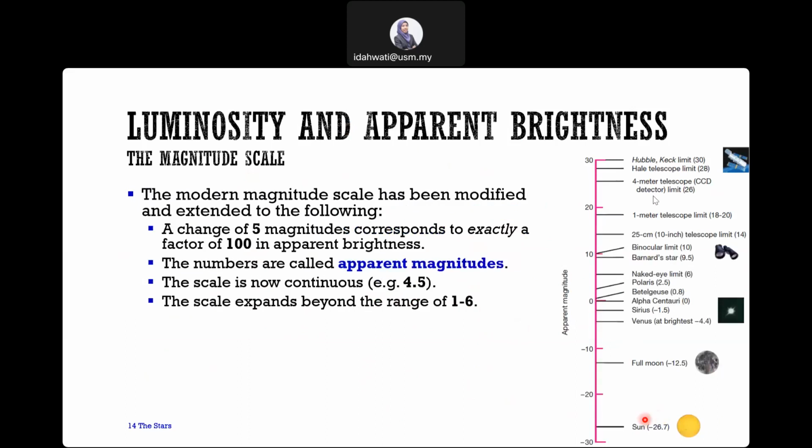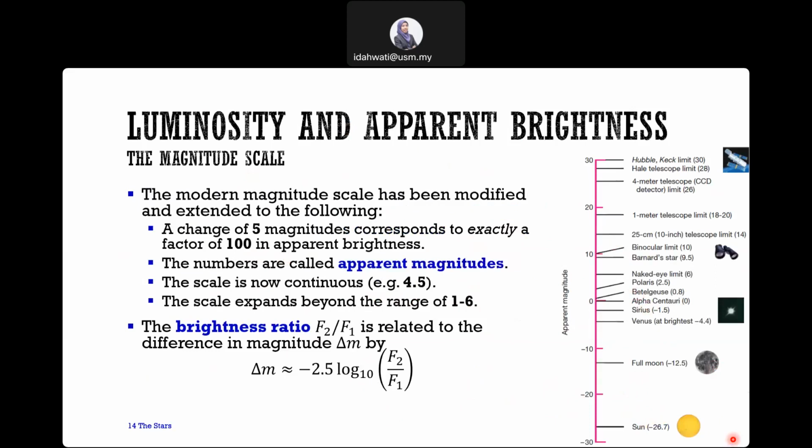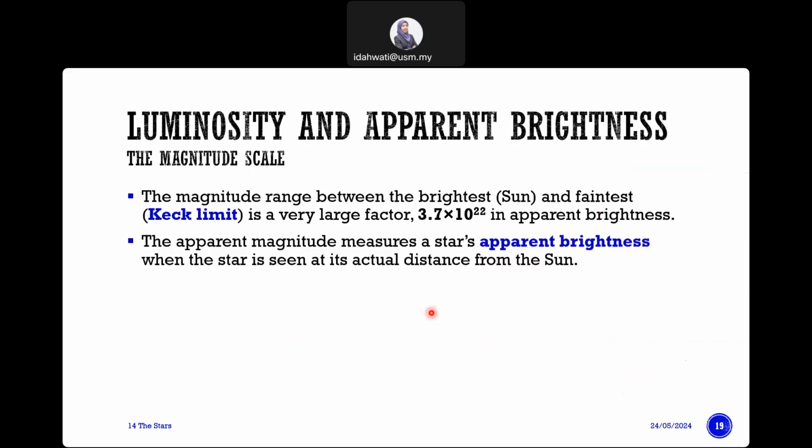These are the timeline, with the advancement. And then we do have the brightness ratio here to relate the difference in magnitude, and also for F2 and F1, the ratio of the brightness.